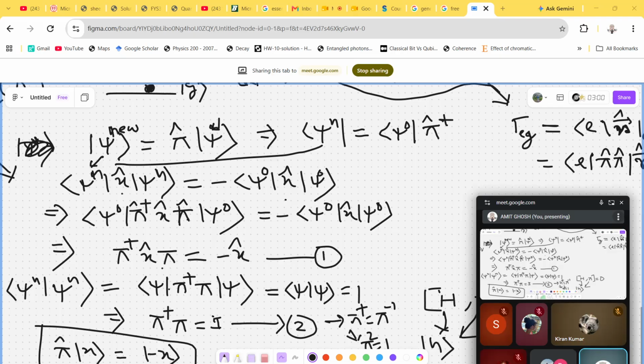I should write this comes first. First you have this property that Π² equals 1. From there you can derive that Π† equals Π inverse. This is the property of the parity operator, that Π² is 1.